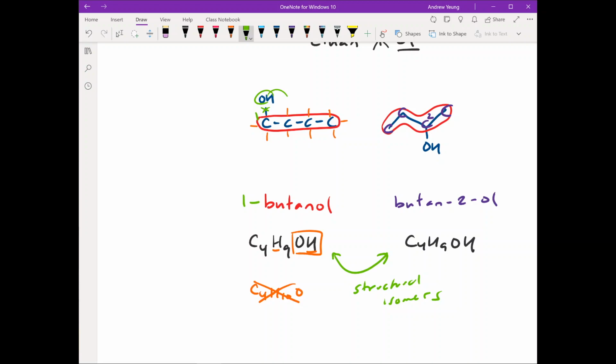Okay? The one other thing that I'm sort of introducing here in this example is that alcohols can also be categorized as primary, secondary, or tertiary. We only focus in on the carbon that's holding the alcohol grouping.